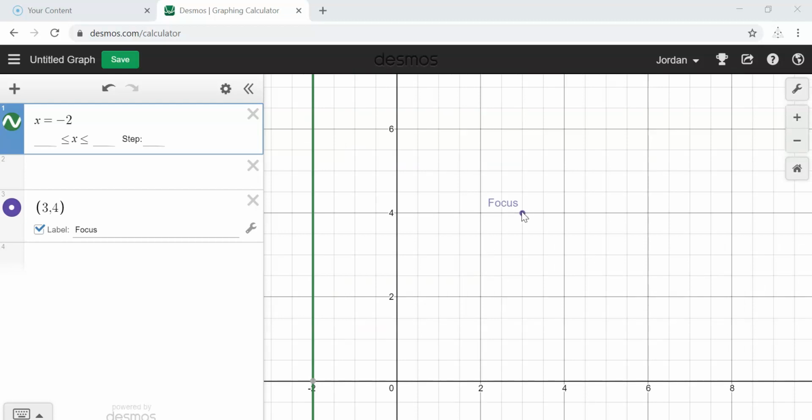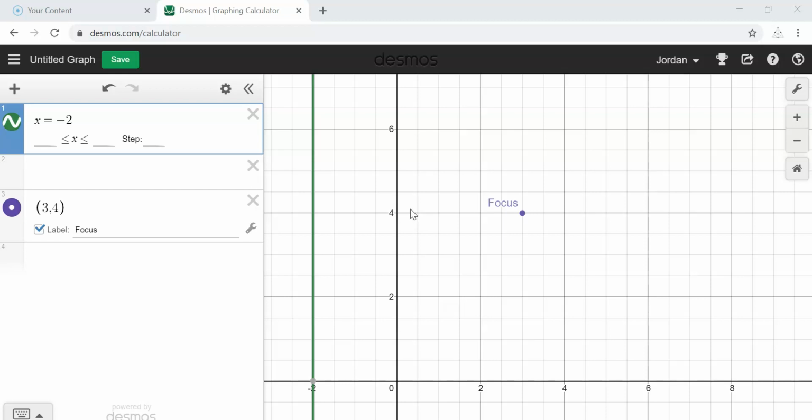The focus here is at (3, 4). The directrix is x equals -2. That is a vertical line over here to the left of the y-axis. So what you'll notice is a couple of things. The vertex is going to be halfway between the focus and the directrix. So the vertex is going to be right in here. Now I could calculate that if I wanted to. I'll do that on the other page.